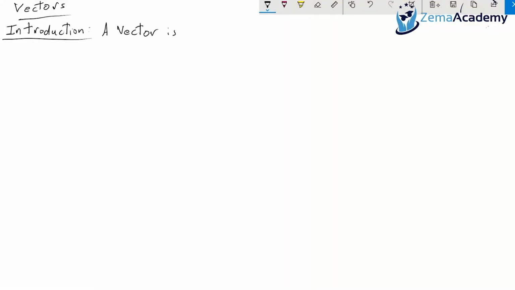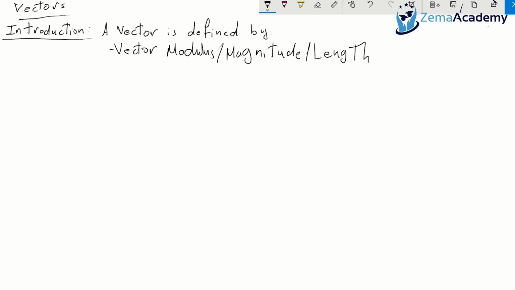A vector is defined by its vector modulus, or magnitude, or length, and we write it as the absolute value of the vector. A vector has a magnitude and a direction. For example, if you draw this line here, a vector connecting point A to point B, that vector has a direction and has a magnitude.